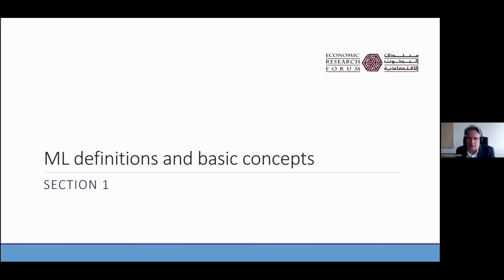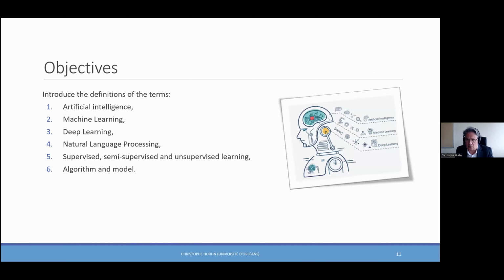Okay, so let me start with ML definitions and basic concepts. The objectives are to introduce the definitions of the terms artificial intelligence, machine learning, deep learning, NLP, so natural language processing, and to understand the difference between what we call supervised, semi-supervised, and unsupervised learning, and to well understand the difference between what is an algorithm and what is a model in machine learning.